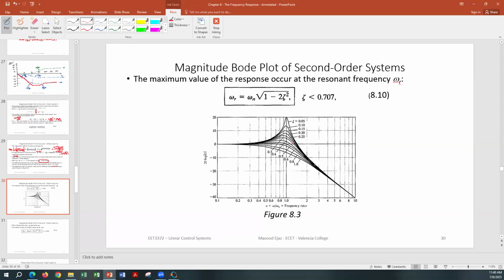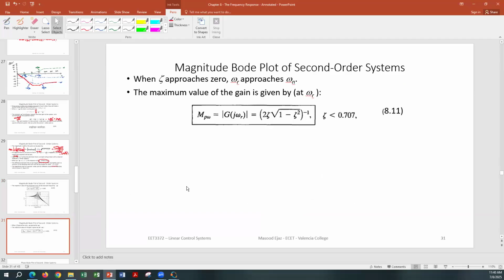So that's the easiest way to look at the second order system. Go until 1/10 of omega n at 0, after 10 times omega n negative 40 decibel per decade, and between 1/10 and 10, find the omega r frequency, the resonant frequency, at which the peak is going to happen. The peak can be calculated using this formula right here.